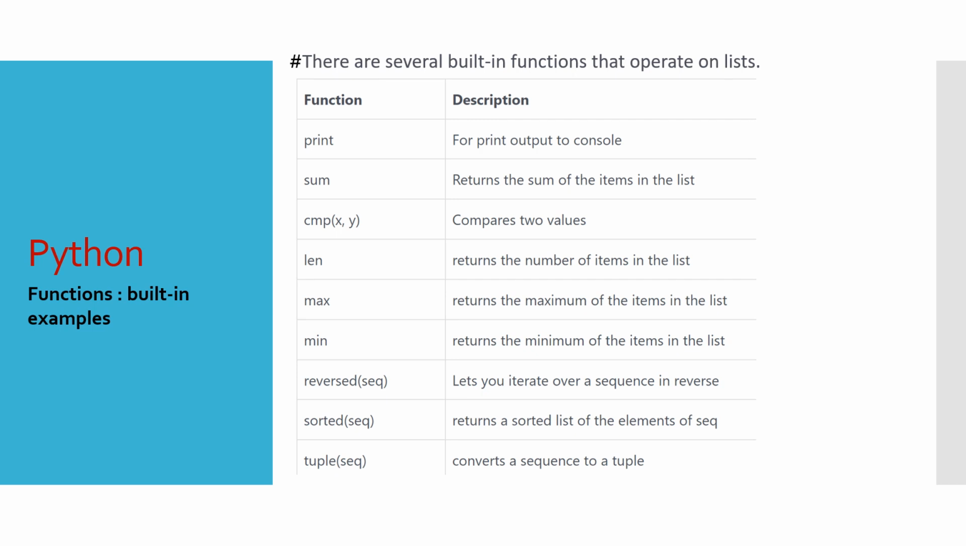Sorting is heavily used when you want to sort a sequence. You can sort a list of elements in a sequence. A tuple is also used. Sometimes you have a sequence you want to convert into a tuple as well. Print is quite common. I don't need to explain that.